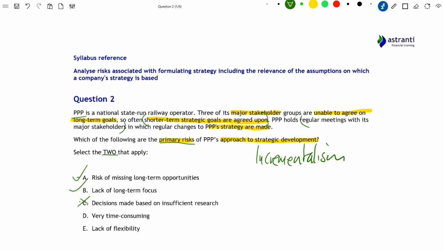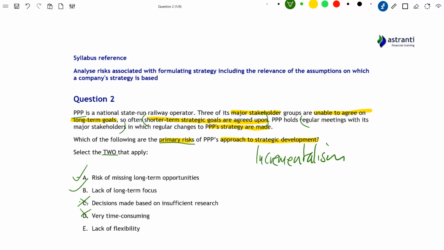Our next possible option is it's very time consuming. Okay, we spoke about the rational planning model in the first question, and we know there's a lot of stages of analysis and research and generating options which make it very time consuming. Now, with incrementalism, it does require good, relatively frequent communication between a company's stakeholders, and this does take time, but it's not as time consuming as the long-term approaches to strategic development, such as rational planning model. So it's not very time consuming.